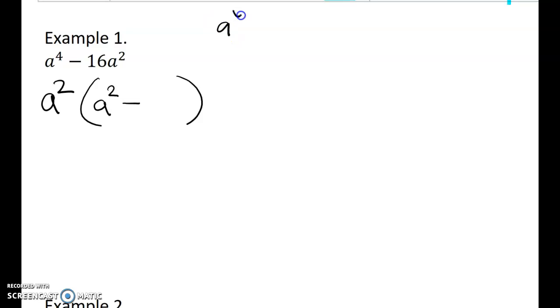In case you need to see it, let me just show you. That's a to the 4th, a squared. You could think of a to the 4th as a times a times a times a, and a squared as a times a. So if I were to reduce this, I would just get the a squared. Okay, so I took out the a squared, and I'm left with a squared. And then here I have 16, a squared divided by a squared just gives me 16.